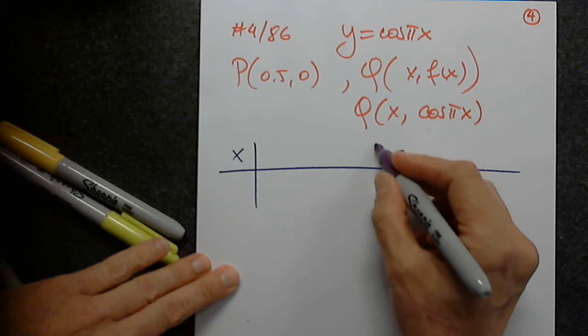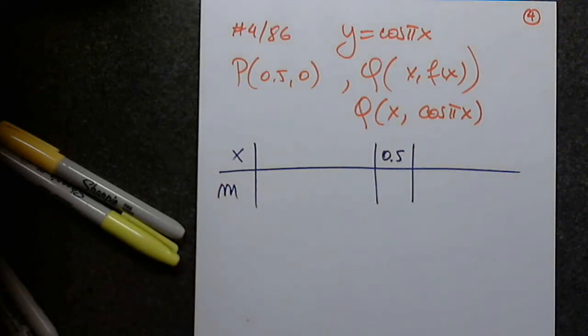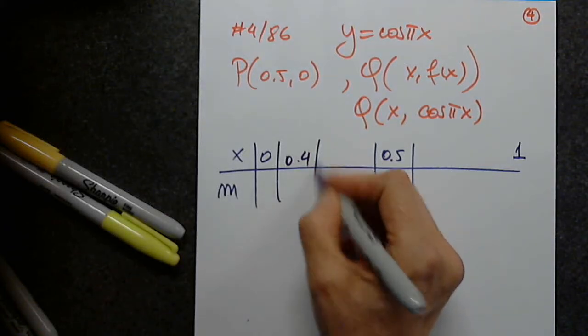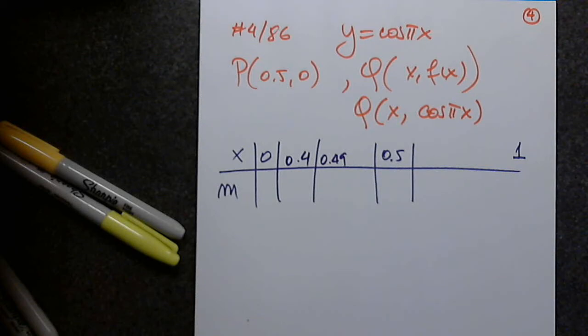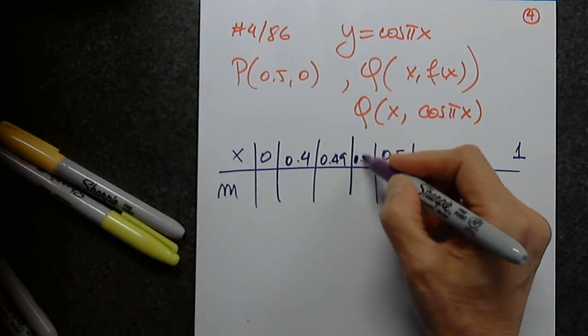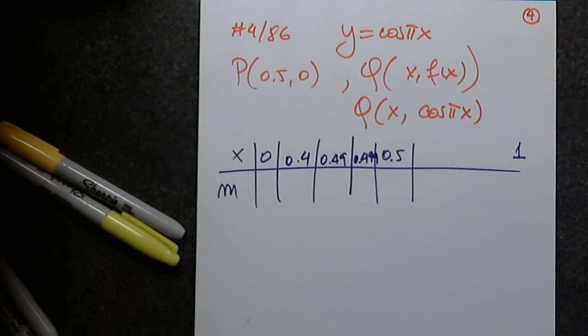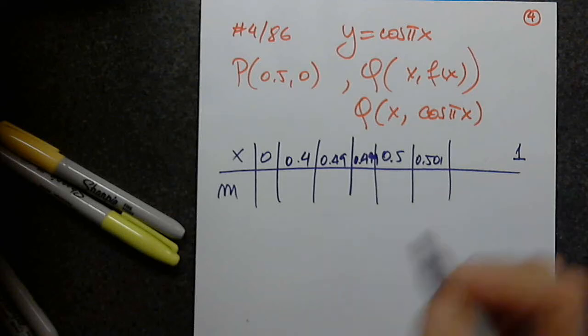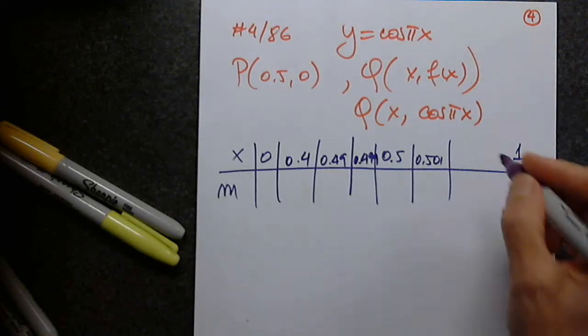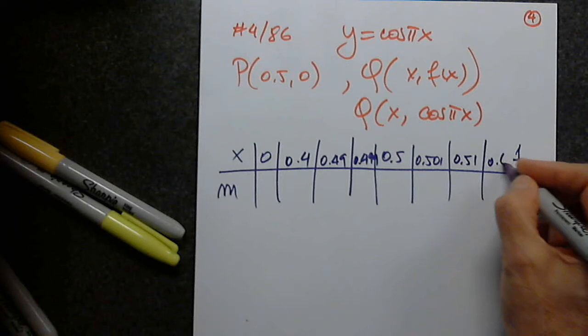So my 0.5 is right here. And then I will put in those values. I see 0, fine. I see 1, fine. I see 0.4 and 0.49, so I see 0.4. I see 0.49, and I see 0.499. Then on the other side, I see 0.501. I see 0.51 and 0.6.